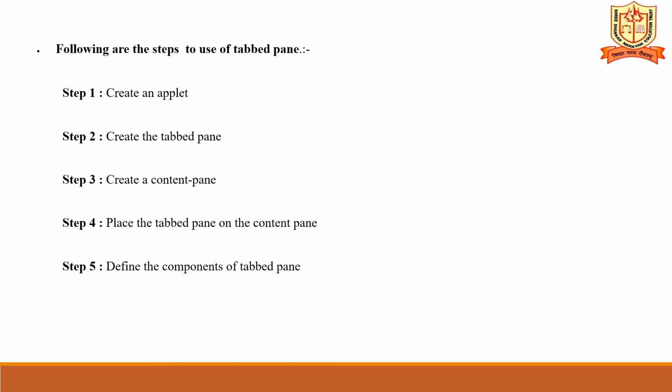And next, create a content pane. Next, step 4, place the tab pane to the content pane. And last step, define the components of the tab pane. In the next, we will see the example of tab pane, how we use in the program.